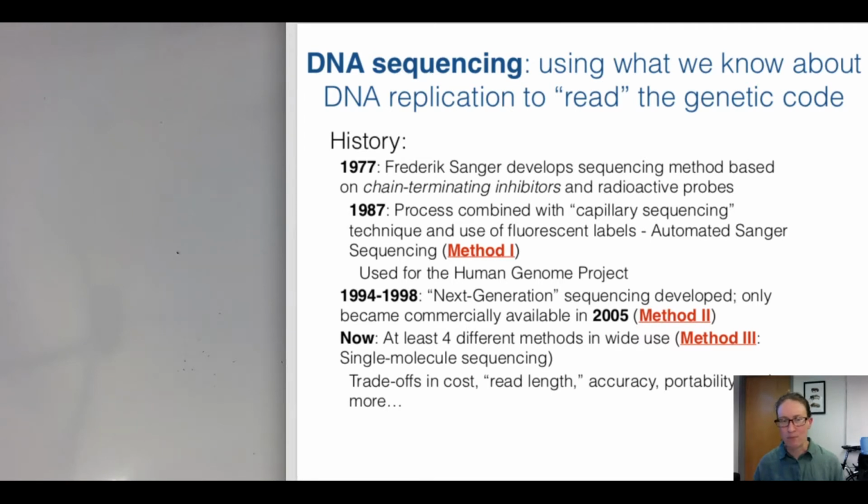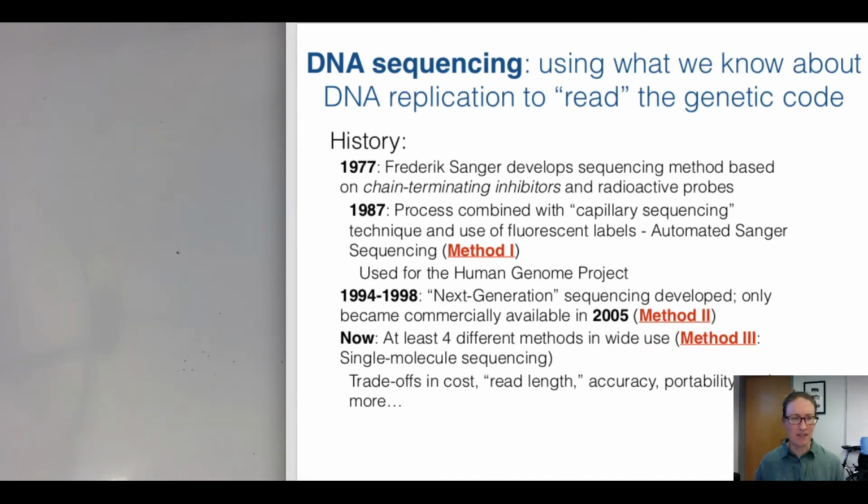So this is a very brief history of DNA sequencing. This method was first developed back in 1977 by Frederick Sanger, who came up with a technique that used what are called chain-terminating inhibitors, which we'll talk about more in a moment, and radioactive probes to start sequencing DNA.